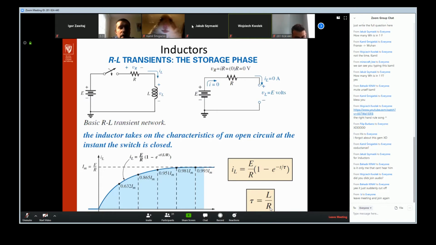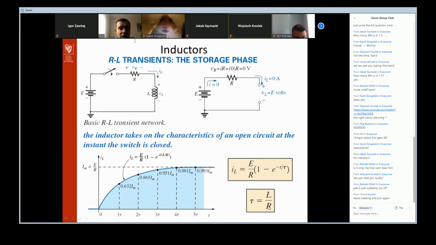For RC networks, as you remember, tau is equal to R multiplied by C. For inductors, it is the inductance L over the resistance.